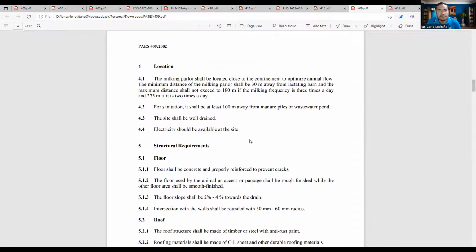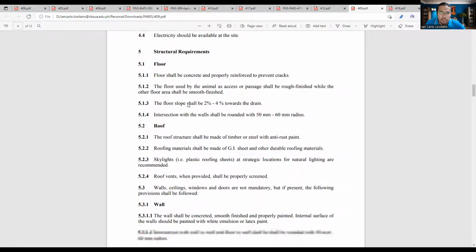Milking parlor shall be located close to the confinement to optimize animal flow. The minimum distance of the milking parlor shall be 30 meters away from the lactating barn, and the maximum distance shall not exceed 180 meters if the milking frequency is 3 times a day, and 275 meters if it is 2 times a day.